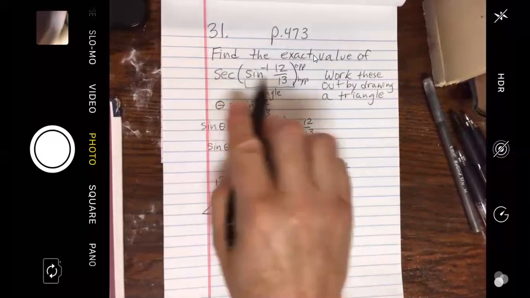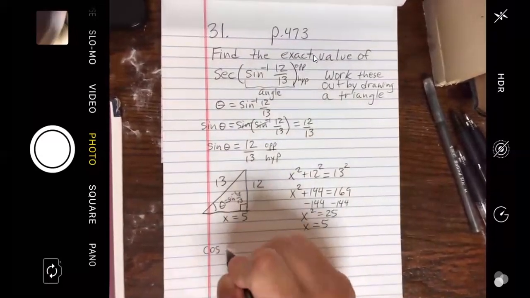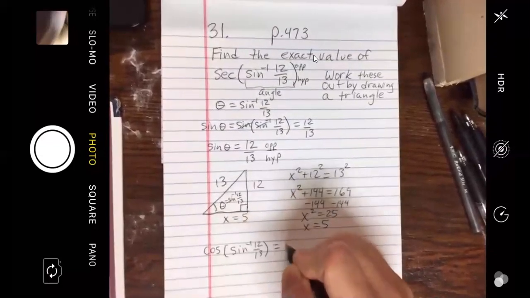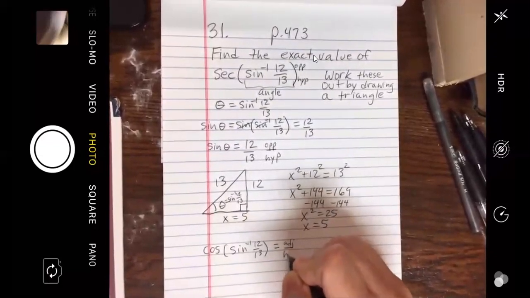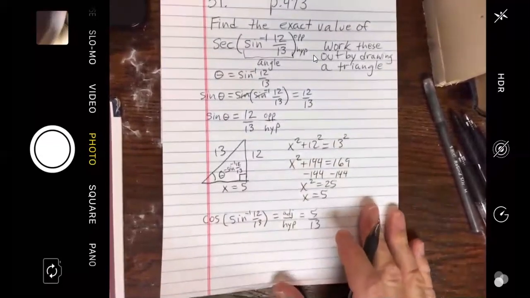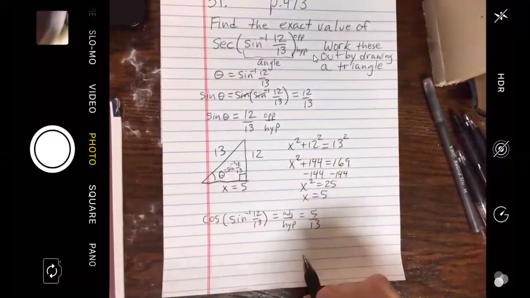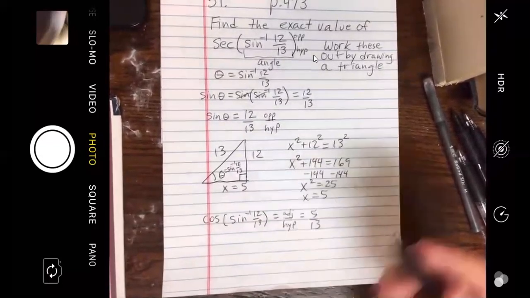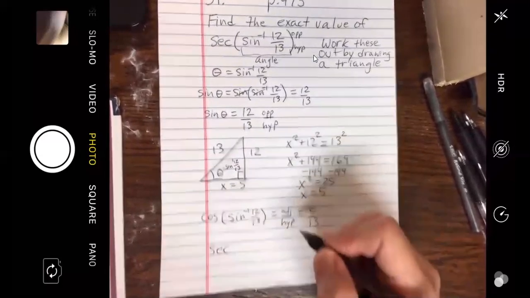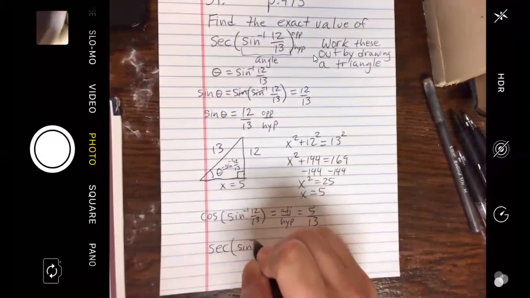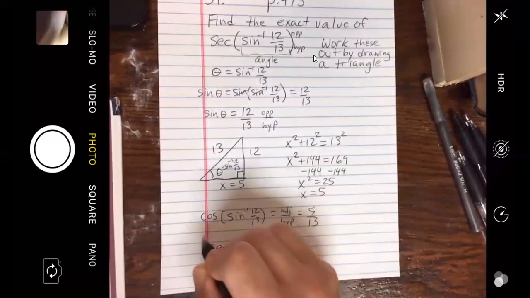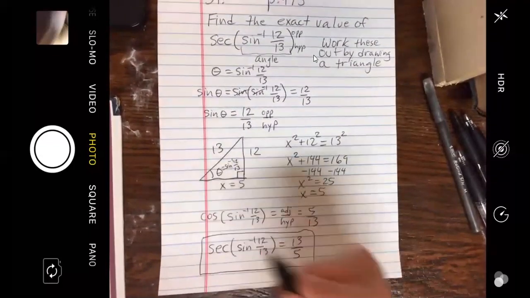Now, the cosine of arcsine of 12 over 13 is equal to adjacent over hypotenuse. That would be 5 over 13. Okay, cosine is this, secant is the reverse. Secant, meaning reciprocal or flip, of arcsine of 12 over 13, that would be 13 over 5. That is its exact value.